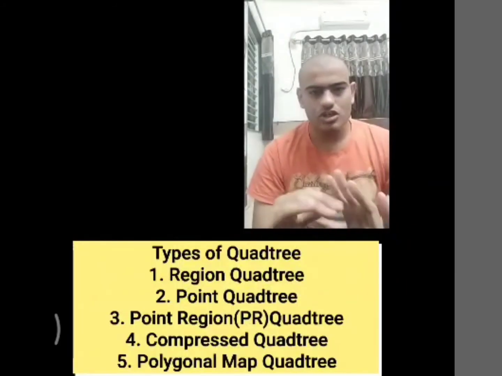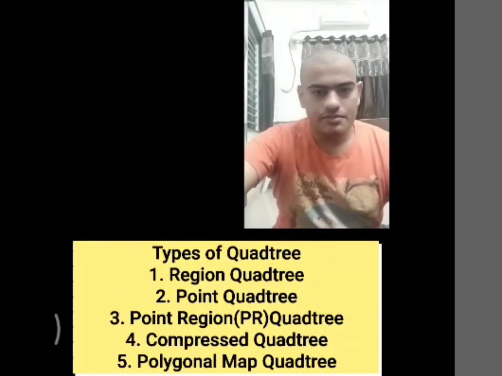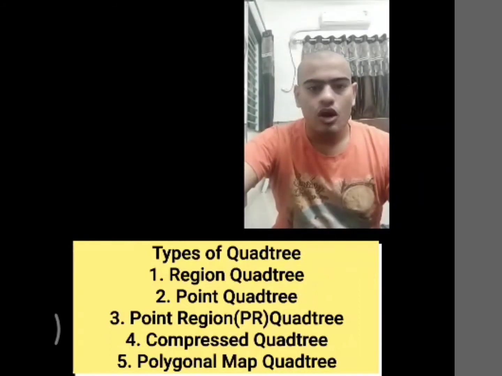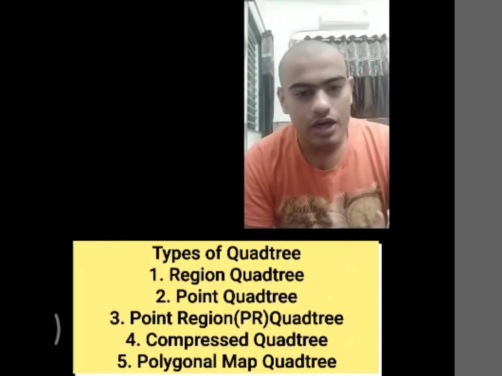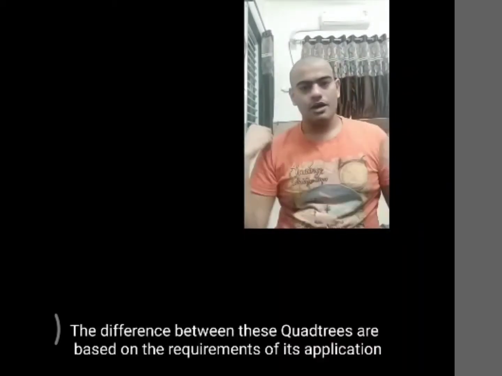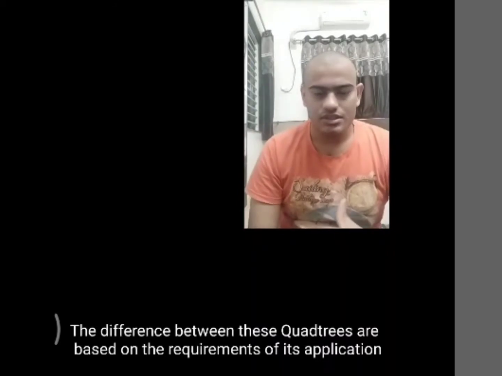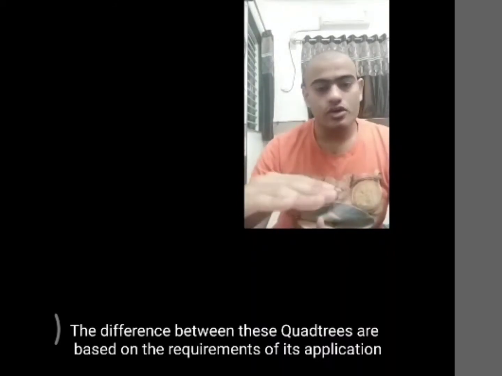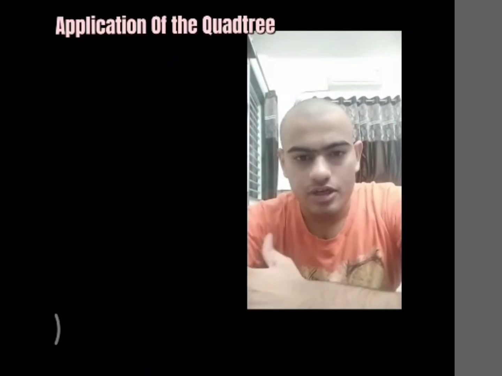There are some variations or types of the quadtree, which can be the point quadtree, the region quadtree, the point region quadtree, known as the PR quadtree, the polygonal map quadtree, or the compressed quadtree, and so on. We are not going into the depth of all these types, but they are more or less similar to each other, and they are used according to the application.